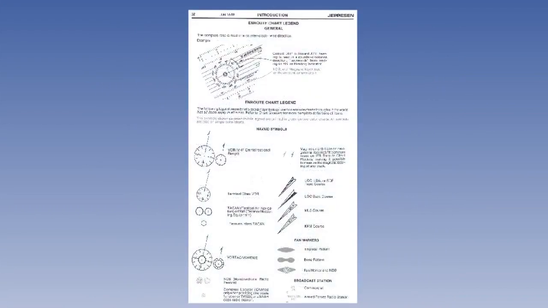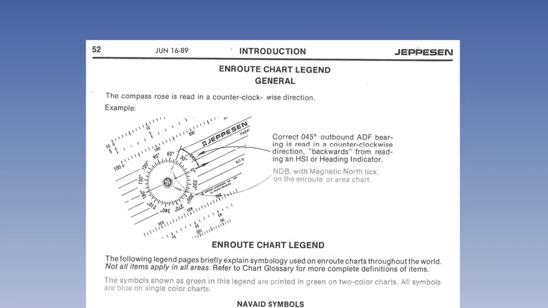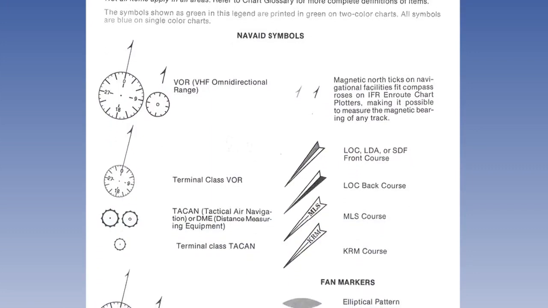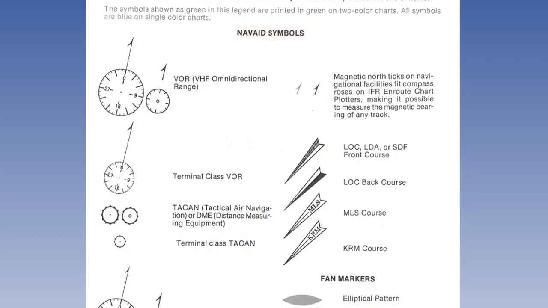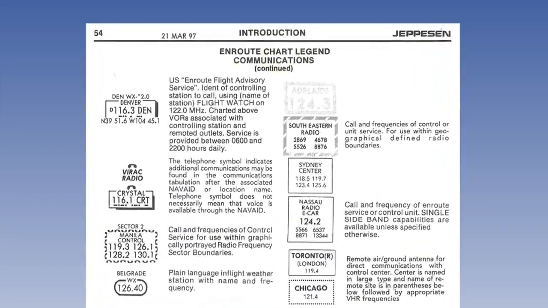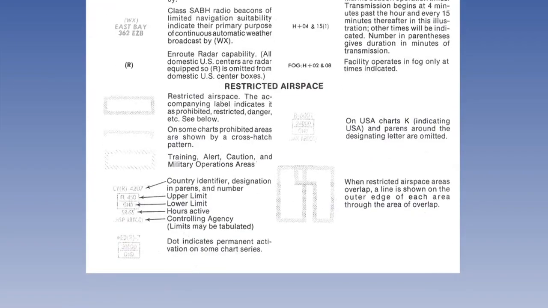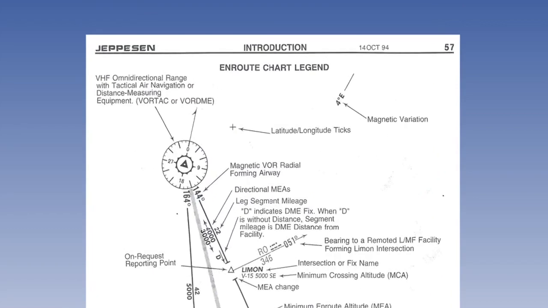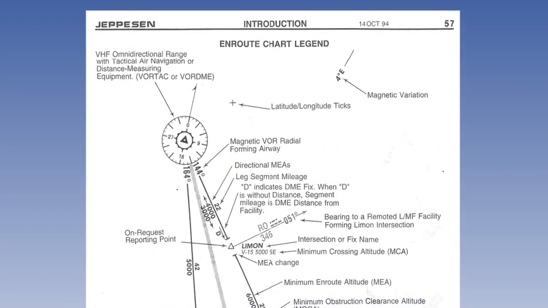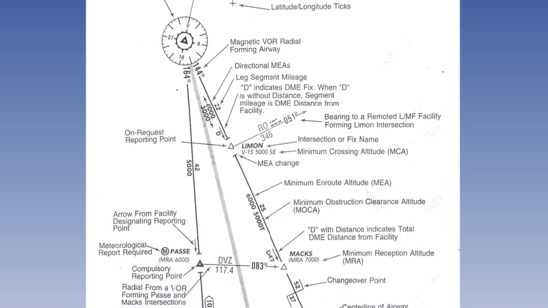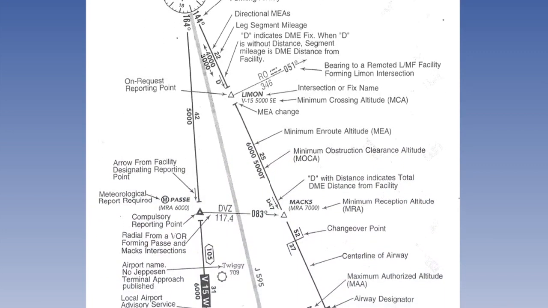The en route chart legend is next, not all of which is relevant. Pay particular attention to the sections headed NavAid Symbols, NavAid Identification, NavAid Communication Data and Restricted Airspace. Of particular use for reference is page 57, which shows the en route chart legend in a form which is typical of the layout of an en route chart.